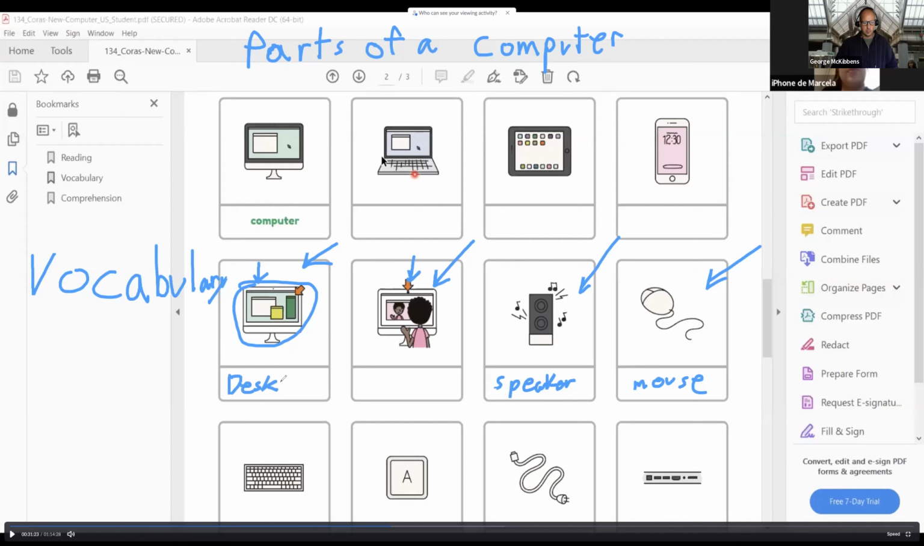Monitor. So if I pick this computer up, that's the monitor. But what I see on my screen is the desktop. Yeah. And some of you are using this right now. What's this? Starts with a T. Tablet. Tablet, very good.